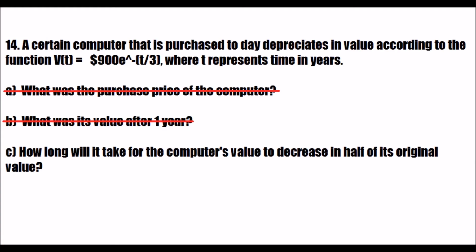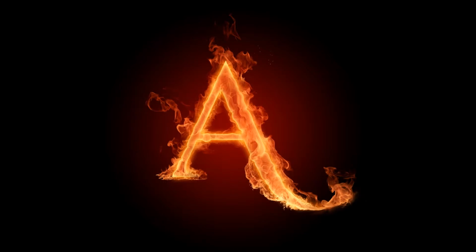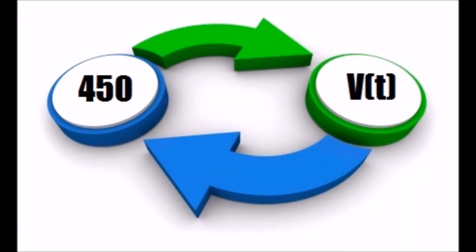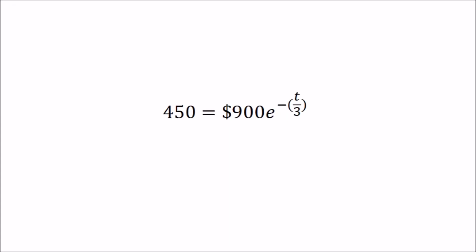Part C of the question is a bit trickier. It asks us how long will it take for the computer to decrease to half its original value. In part A, we discovered that the original value of the computer is 900, so half of that would be 450. Now that we have the value, we can substitute it with v of t and solve for the time that it corresponds with $450. This leaves us with the equation 450 is equal to 900 e to the power of negative t over 3.